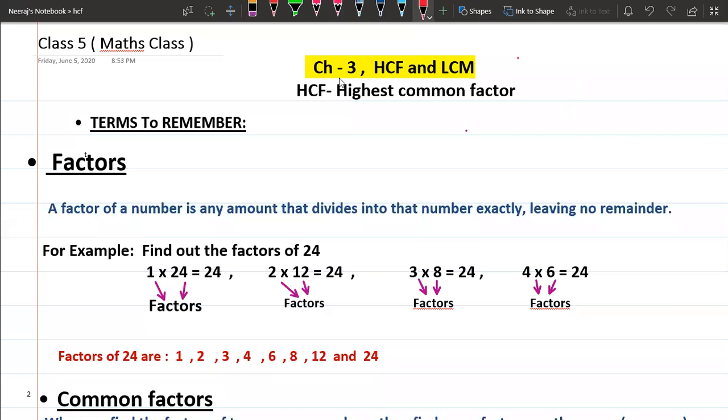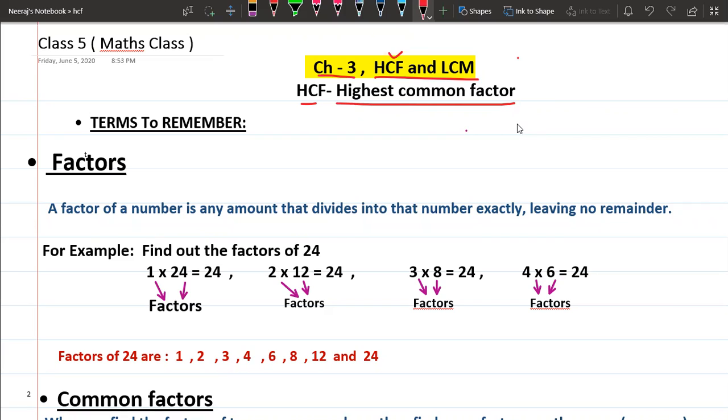Hello children, today we will start a new chapter, chapter 3, HCF and LCM. What does HCF stand for? HCF means highest common factor. Children, we have also learned this chapter in class 4th.